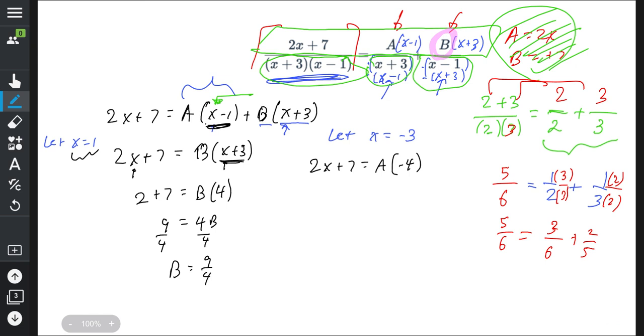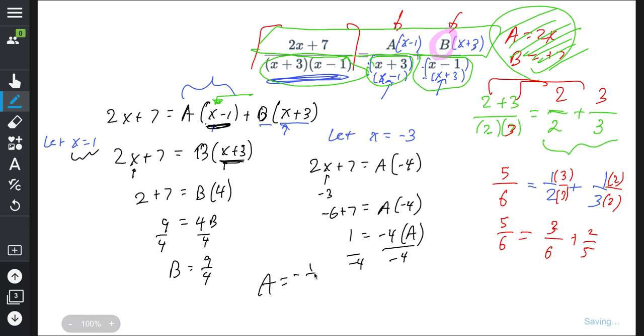X equals -3, that makes this -3. I combined some steps. -6 plus 7 equals A times -4. -6 plus 7 is 1. I'm going to rearrange this. Divide both sides by -4. Here we go. A equals, I'm going to put the negative on the side, -1/4.